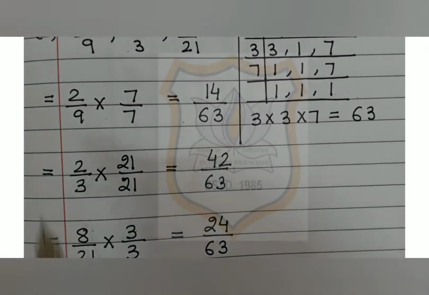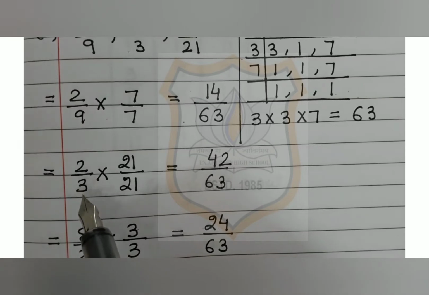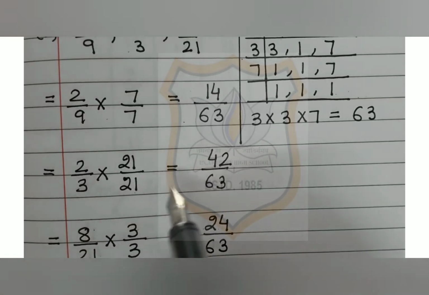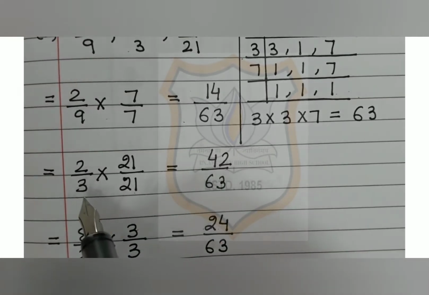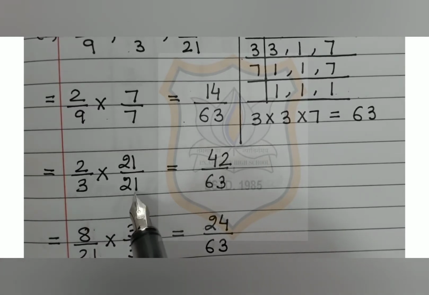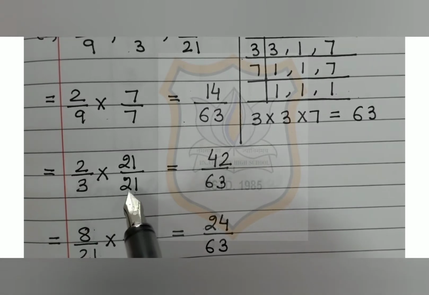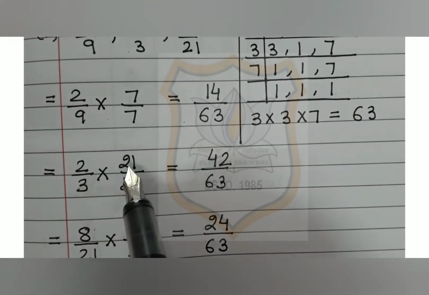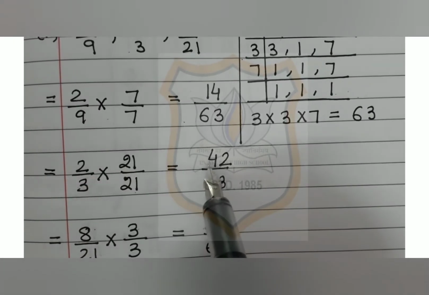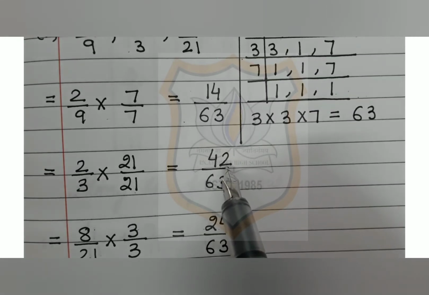Next fraction is 2 upon 3. Now 3 is multiplied by what? So that the answer will come 63. 3 is multiplied by 21. 3 21s are 63. If 3 is multiplied by 21, then 2 is also multiplied by 21. So 2 21s are 42. Our next fraction will become 42 upon 63.